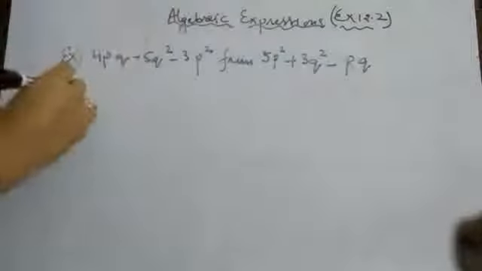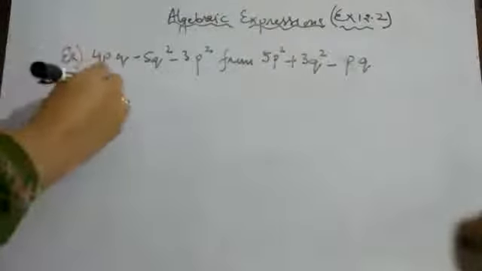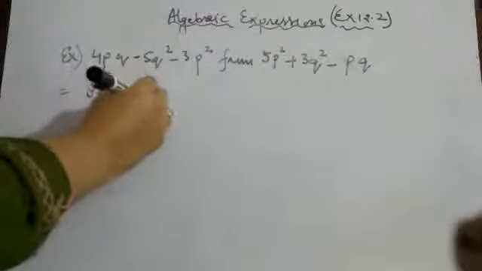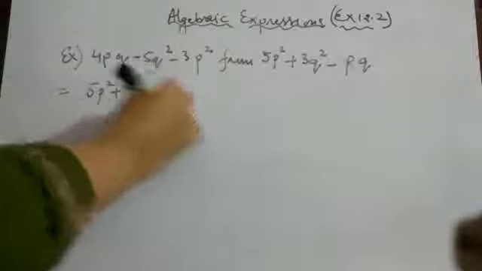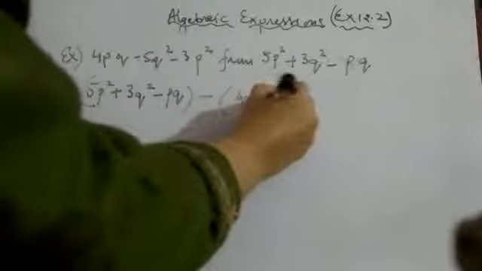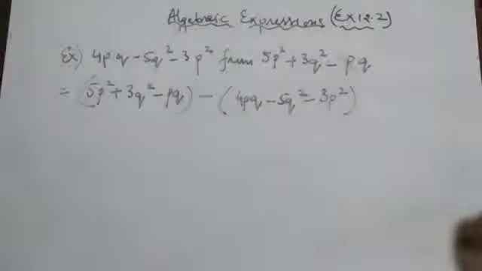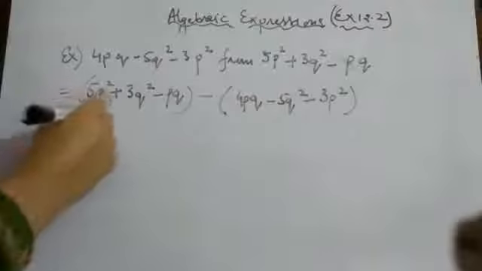4pq minus 5q square minus 3p square from 5p square plus 3q square minus pq. This expression has to be subtracted from this expression. So "from" means the second one will be written first. 5p square plus 3q square minus pq, write in bracket, minus this 4pq minus 5q square minus 3p square. Now open the brackets.